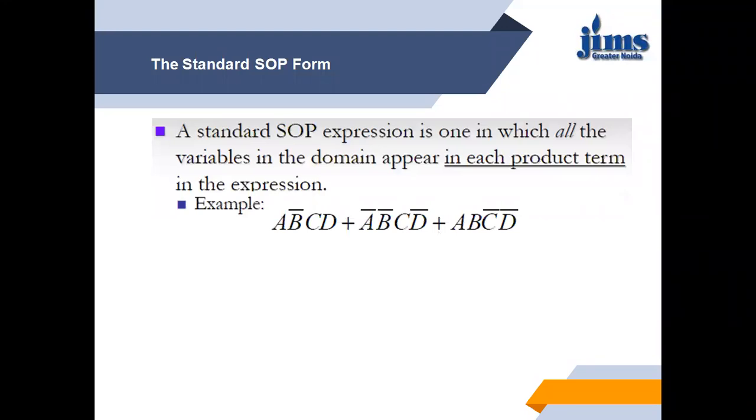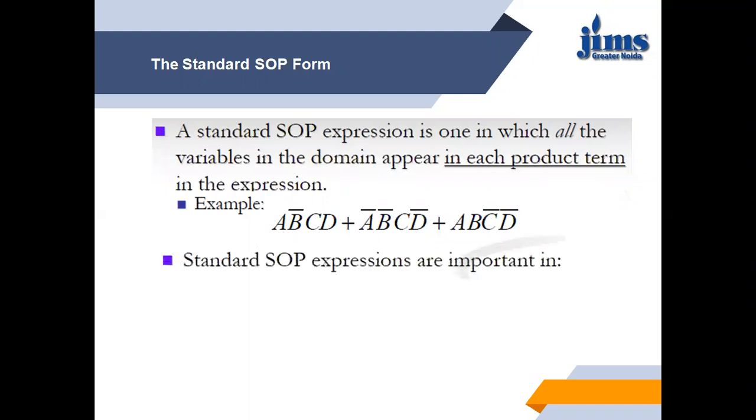Now, this is an example. We have four input variables A, B, C, D, and we have three product terms, and all three product terms have all the four variables either in the true form or in the complemented form. So here we have A, B bar, C, D, or A bar, B bar, C, D bar, or A, B, C bar, D bar. So this is the way to represent a Boolean function with the help of standard form.